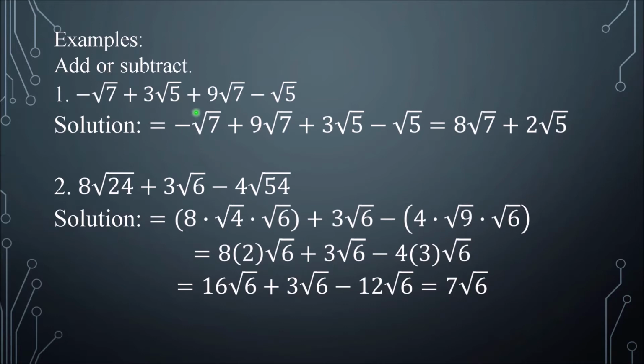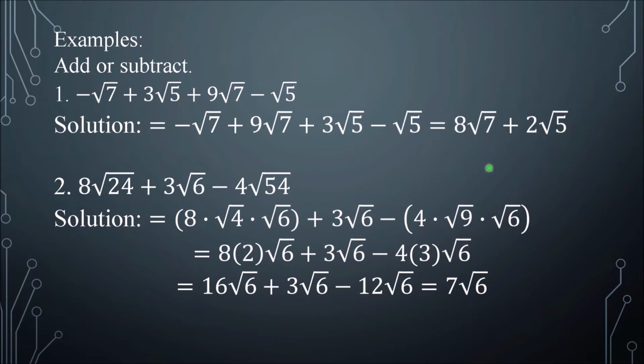The coefficient here is negative 1 and here is 9, so negative 1 plus 9 is 8. Next, the coefficient here is 3 and the coefficient here is 1, so 3 minus 1 is 2. So the final answer is 8 square root of 7 plus 2 square root of 5.